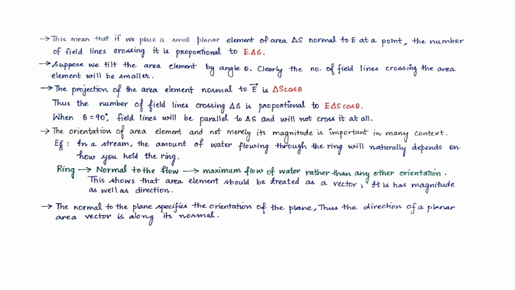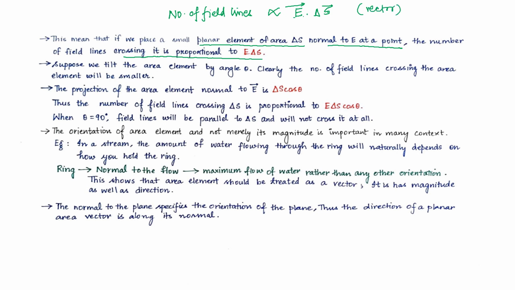Now this means that if we place a small planar element of area del S normal to E at a point, the number of field lines crossing it is proportional to E del S. Number of field lines crossing is proportional to E dot del S, and both E and del S are vectors. Always remember, because we are going to go for a vector product.